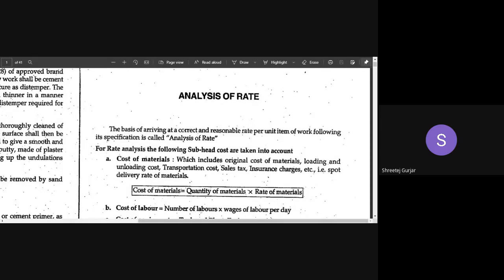Analysis of rates usually involves your material cost, as well as your delivery cost and labor cost. All those costs are taken into account, and you need to find the unit rate of a construction work. So whenever you want to quote a value for a tender, you need to know the analysis of rates. You need to know the rate of various works whenever you want to quote for any tender.